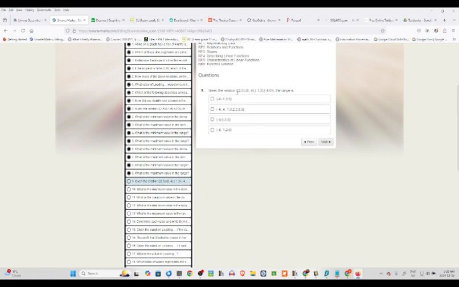Now, given this relation, 2, 8, -1, -4, what is the range? That's the list of allowed y values. So in order, we have a -4, a 0, a 3, and a 5.